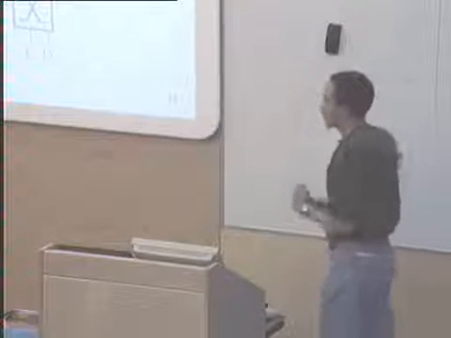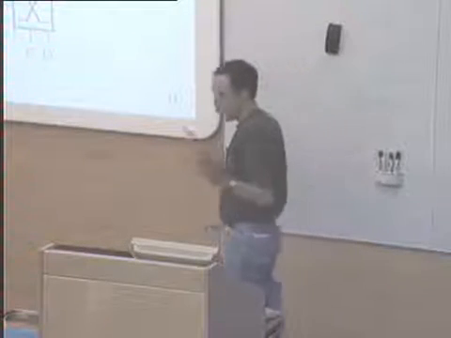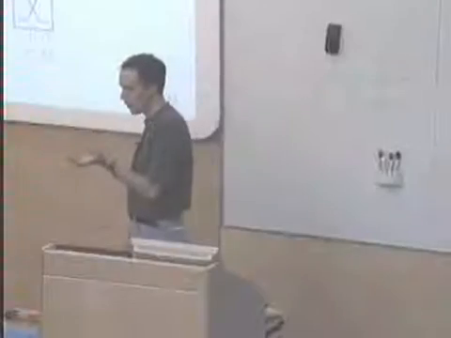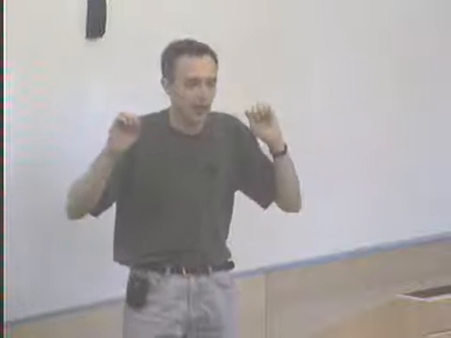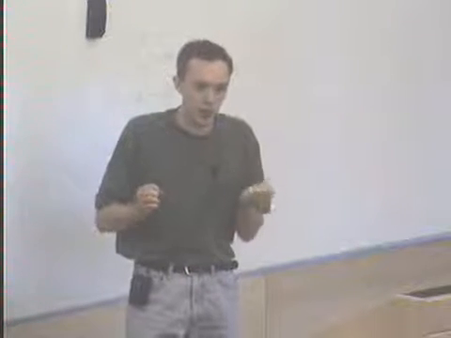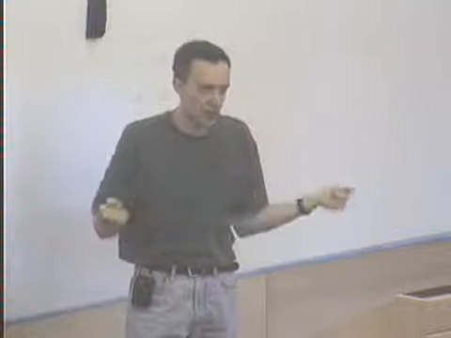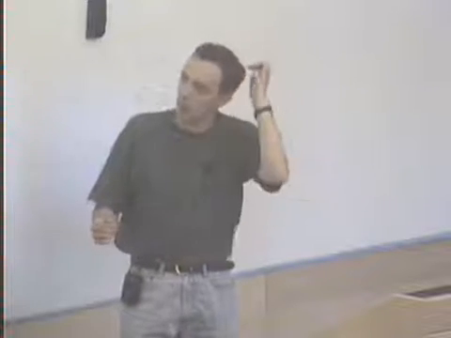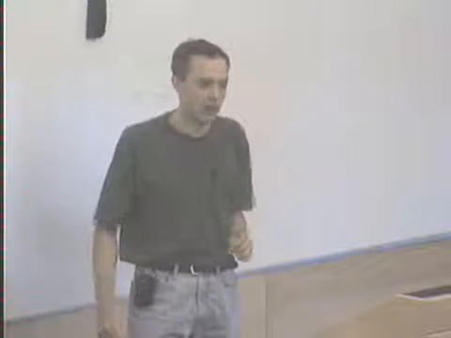We can't, however, solve everything. We're not perfect in all circumstances, and here are a couple of the ones where we're not. First of all, because a hub device is an object which is pretending to be this traditional piece of coaxial cable, it's impossible to tell the difference between one hub and n hubs that are directly connected, because each of them is just pretending to be a piece of wire. And so it just looks like one piece of wire. So we can't spot that particular configuration.